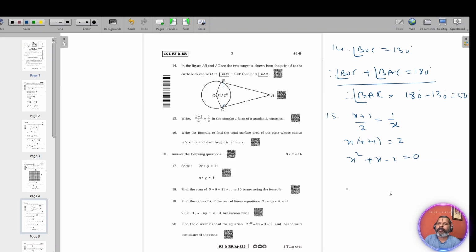Understood? Please remember formulas properly. Okay. Pi r L is not the answer. Pi r of r plus L is the answer. TSA of cone. Okay. Thank you.